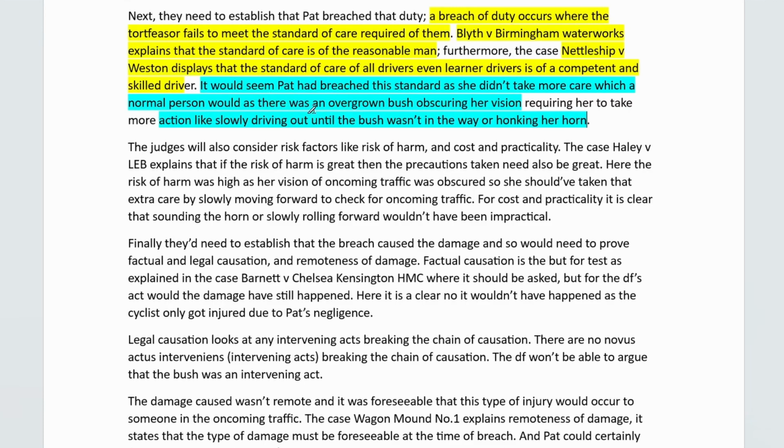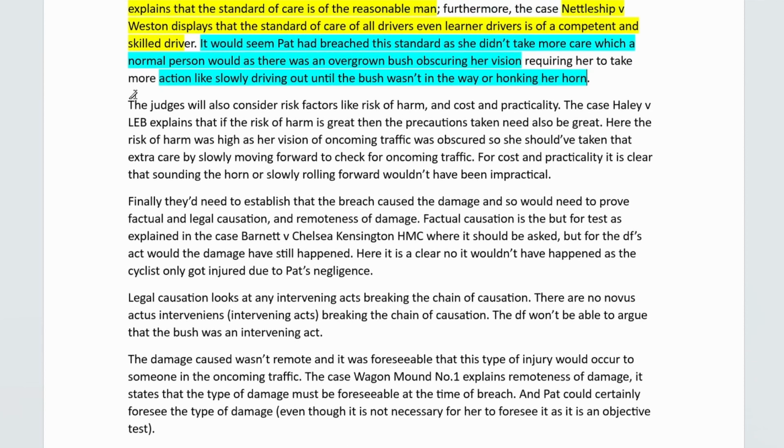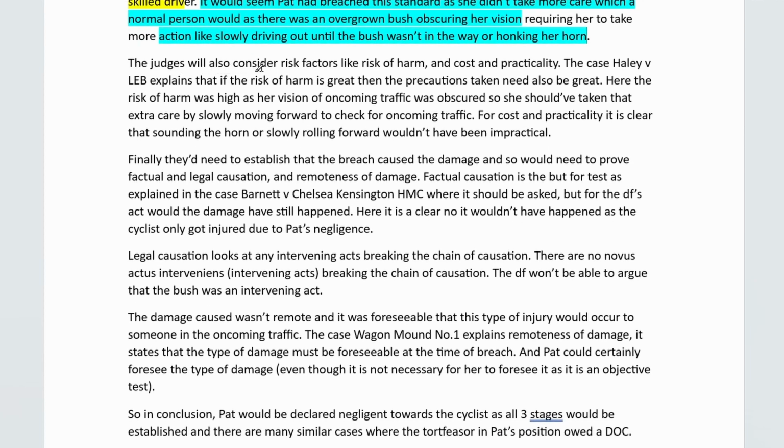I explained why she breached the standard of care, and then I said what was required of her. What could she have done to not breach the standard of care? A normal person would sound the horn or drive out slowly, take extra caution because there's a bush in the way. So the judges will also consider risk factors like risk of harm, cost, and practicality. The case Haley v London Electricity Board explains that if the risk of harm is great, then the precautions taken need also be great. That's another mark there.